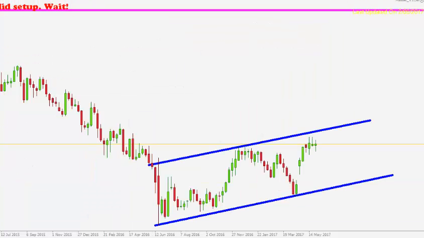Let's look into the next one, the euro against the Japanese yen. This is a very highly correlated pair to the Swiss franc against the Japanese yen.